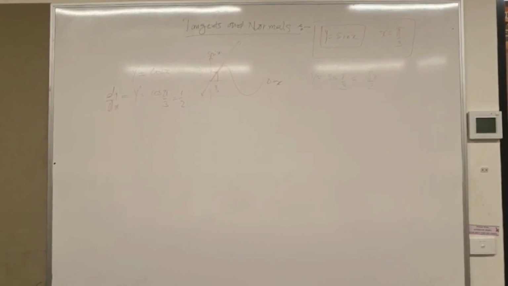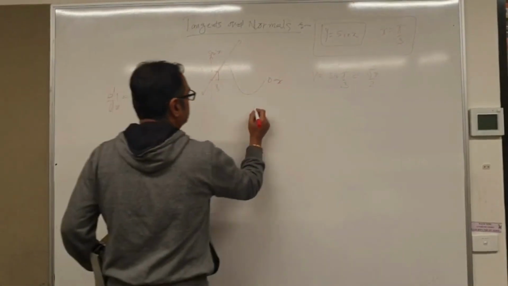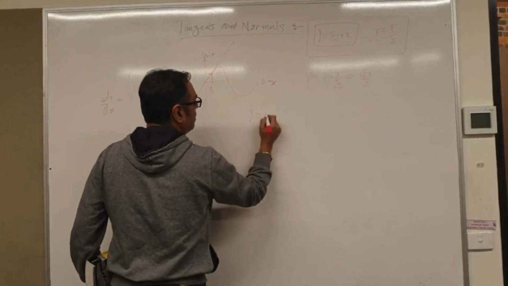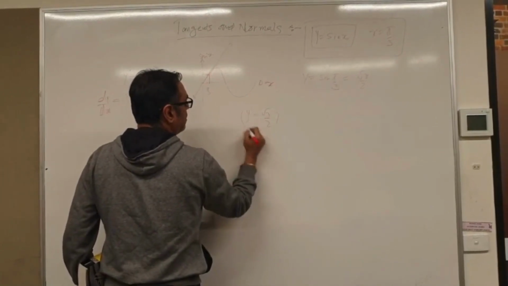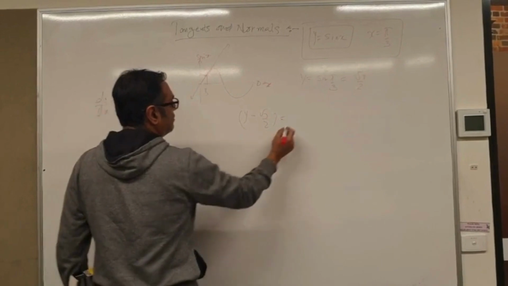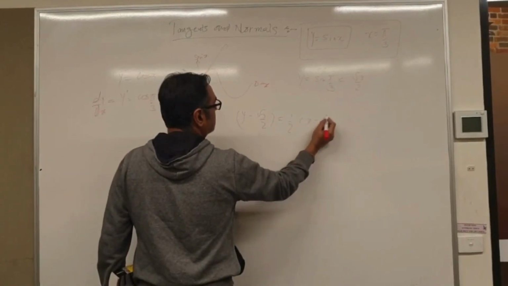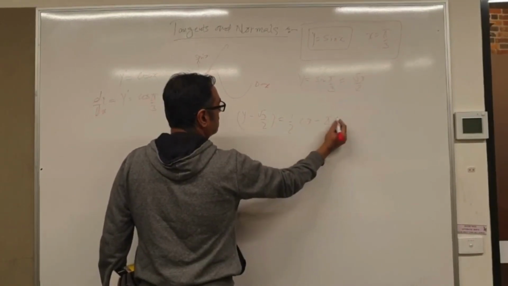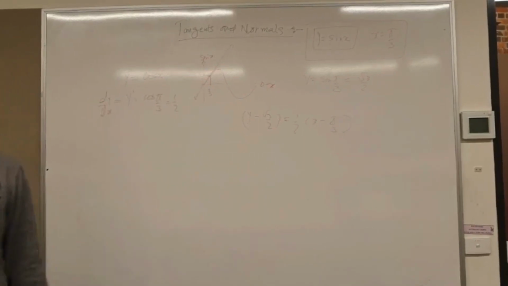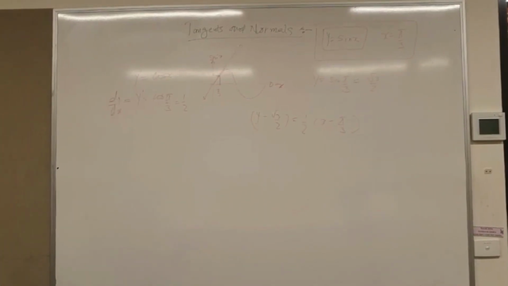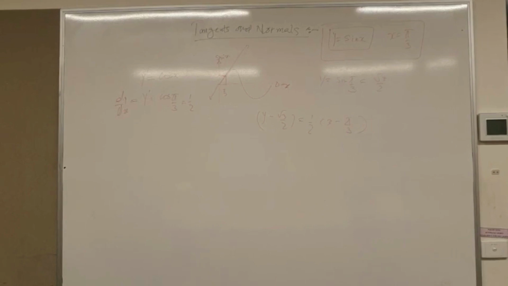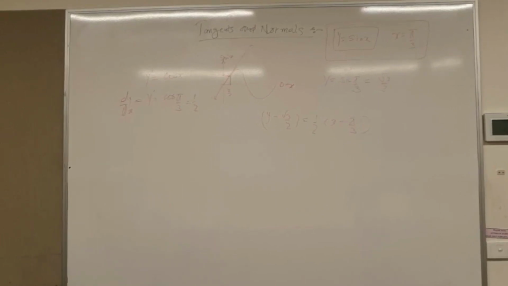That's it. Now you say y minus y1, m is half, x minus pi by 3, rearrange it, you get the answer. Could you use a different marker? Oh, that's very light, is it? Yeah. Sorry, I'll use black.